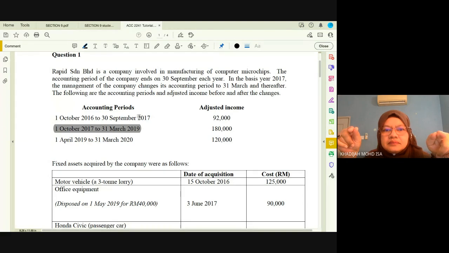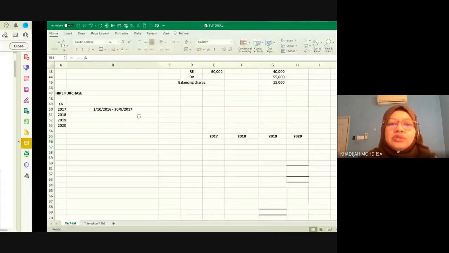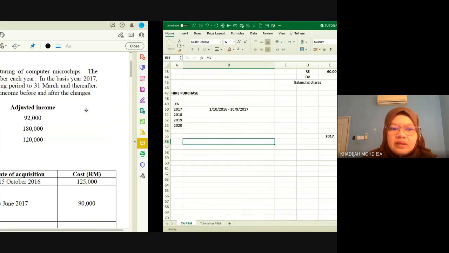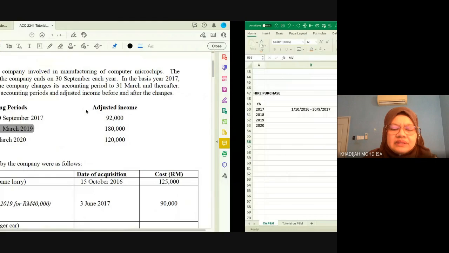Clear. Okay, so now you know that you're going to divide this period into 2 periods, and the following period you can accept because that is closed on the 31st March for a 12 months period. So you don't have to do any changes for the March 2020. You only have to do the changes in the period 1st October 2017 to 31st March 2019. So how are you going to do that? You are given that the period is from 1st October 2017.